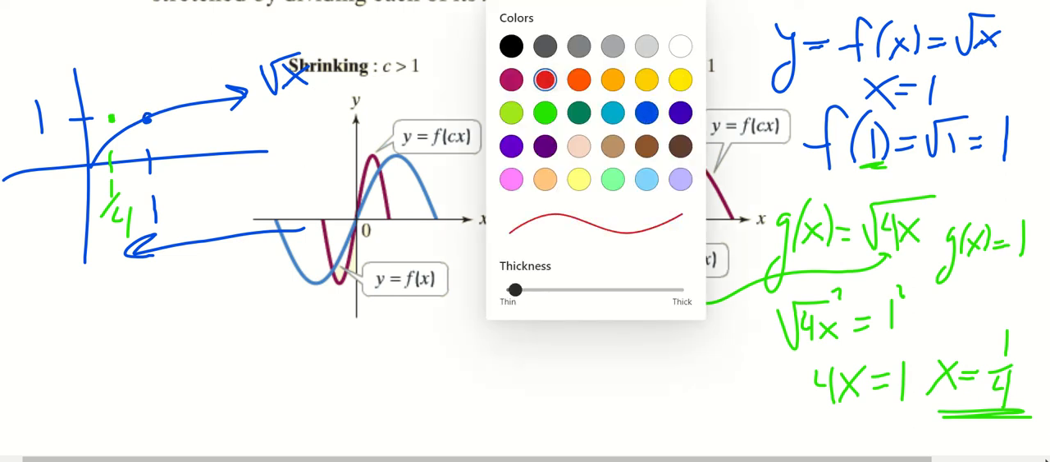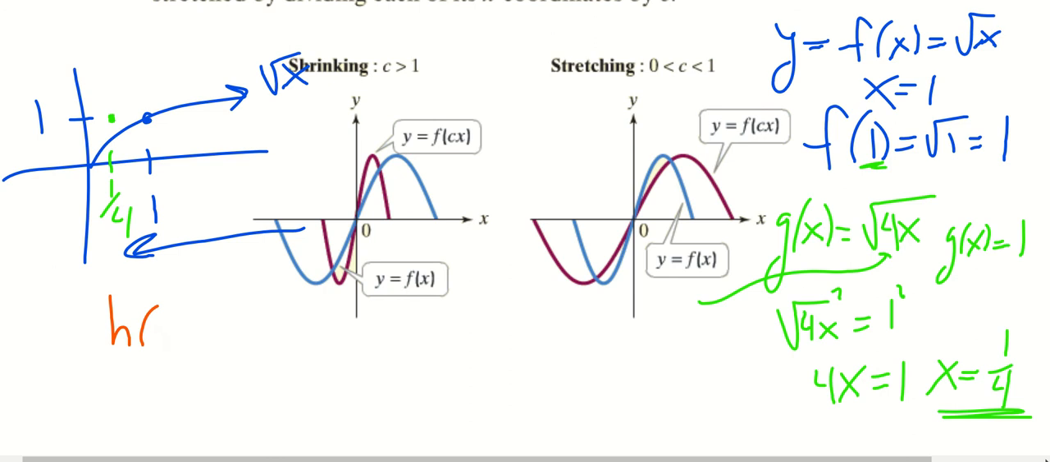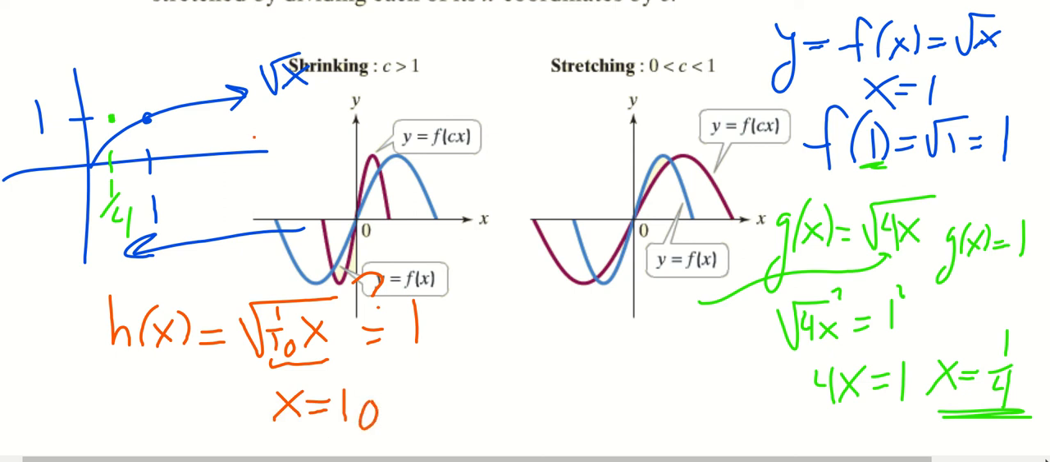Or if you want to look at what would happen with something like this, perhaps, let's say h of x is equal to the square root of 1/10 times x. If we think about what we would need to plug in here in order to get an output of 1, well, we know that we would need to have a 1 on the inside. So the value for x there would need to be 10. So for this function, it would have the value of 1 way over here at 10. So it's been moved and stretched to the right. That's a horizontal stretch when the constant value inside is between 0 and 1.